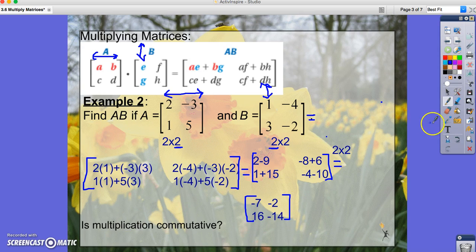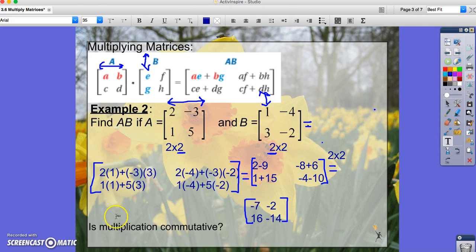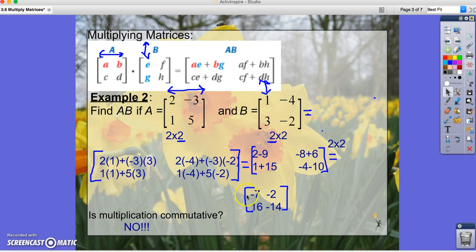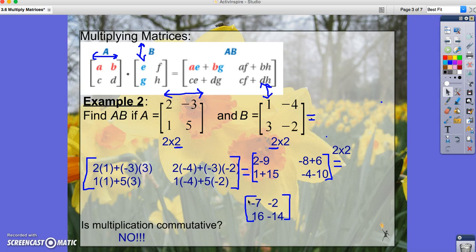Now, is multiplication commutative? Commutative means we could switch back and forth. The answer is no. It is not. It will only ever work one way. So do you know how like 3 times 2 is 6? If I flip it, 2 times 3, it's still 6. That's not the case for matrix multiplication. It's very, very important that you know that. You have to multiply in the correct order.